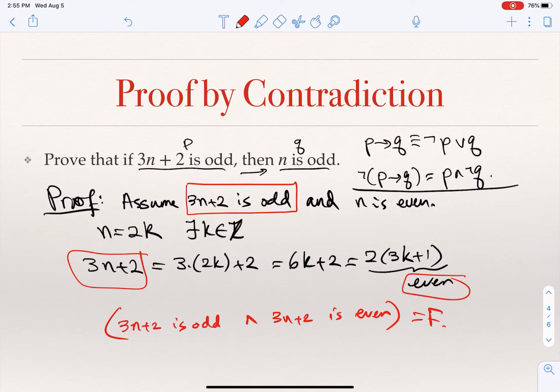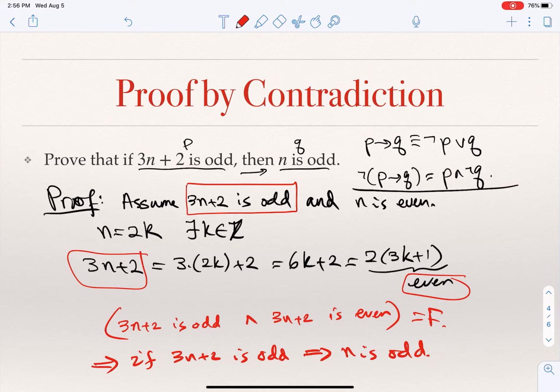Therefore, we conclude from this that if 3n plus 2 is odd, then n is odd. Again, I was trying to establish the result that 3n plus 2 is odd implies n is odd. I said, let me assume this is false. Assuming it is false is the same as saying assume 3n plus 2 is odd and n is even. From this assumption, I managed to get to the point that 3n plus 2 is even.